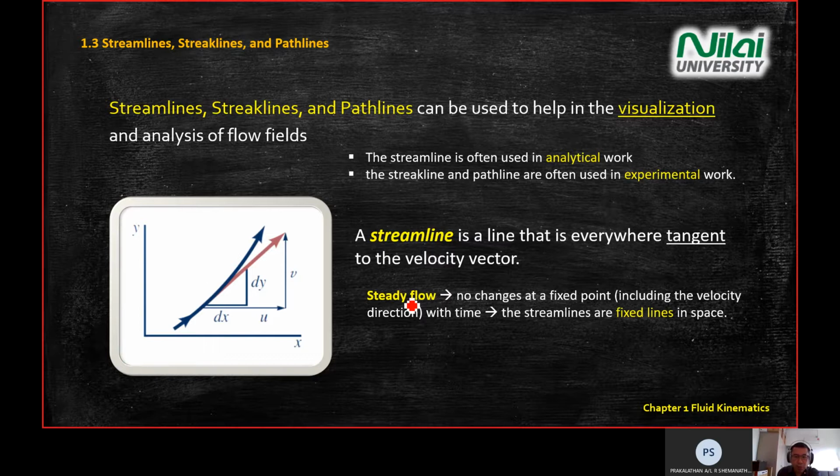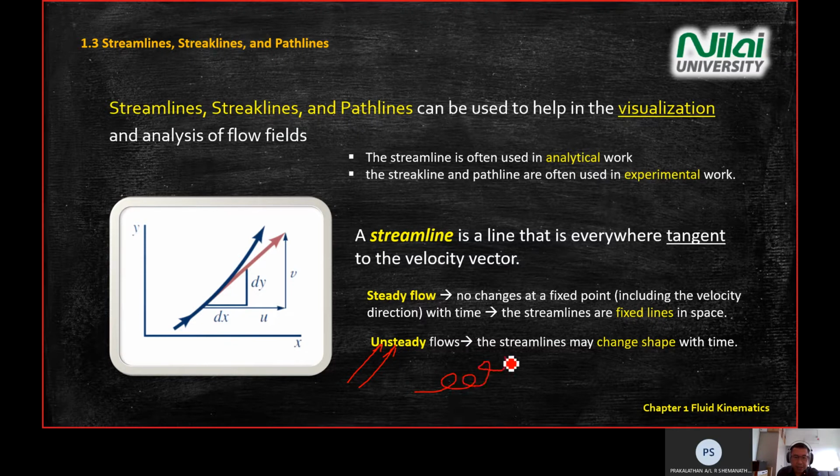If you have a steady flow, then you will see this kind of streamline. If you have non-steady flow, then you have this kind of shape.